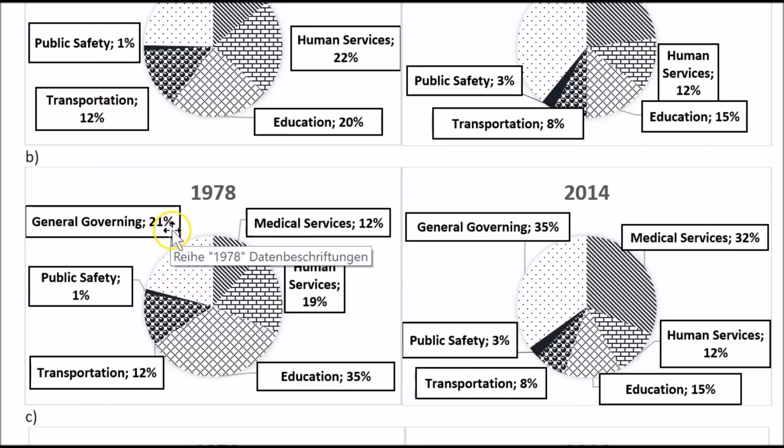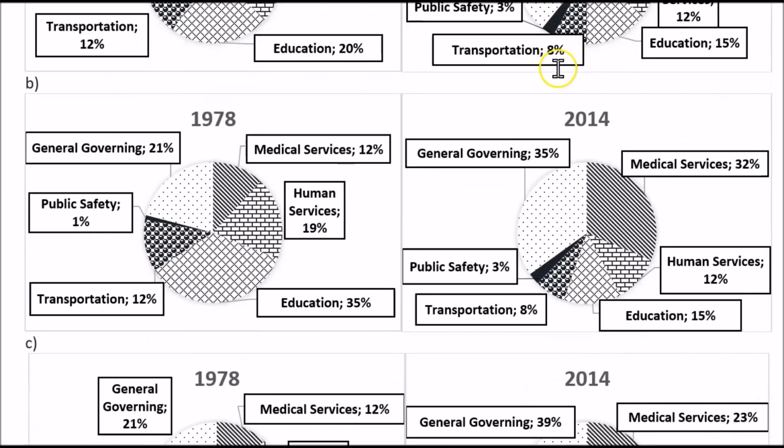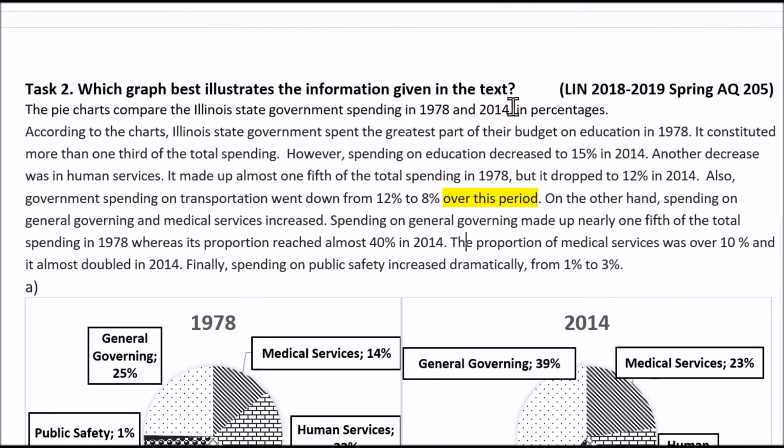As you can see, general governing was at 21%, so this is almost 1/5 of the overall percentage here. And when it was in 2014, it rose to 35. And for choice C, again, it was around 1/5 of the total spending. And in 2014, it reached 39%. So 39% looks closer to 40% than this number here, 35, right? So C seems to be the likely winner for us, but to make sure, we're going to continue reading out the paragraph.